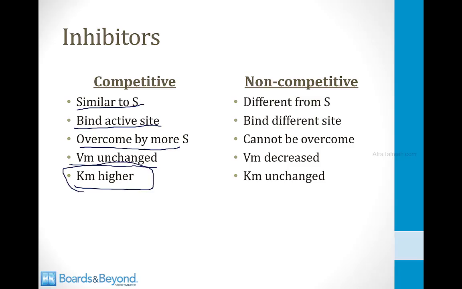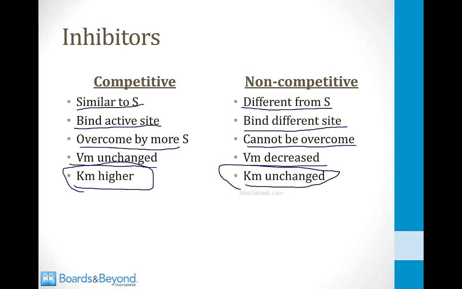For non-competitive inhibitors, everything is the opposite. They have a different shape from the substrate. They bind to a different site. You can't overcome their effects by adding more substrate. The Vmax level decreases because, remember, they essentially take enzymes out of the system by blocking their effects, and the Km will be unchanged by non-competitive inhibitors. And that concludes our module on enzyme inhibitors.